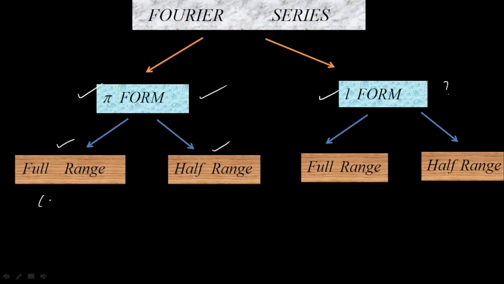Either it is of full range or half range. If it is of full range, it means the function is defined in the interval 0 to 2 pi or minus pi to pi. If any function is defined under 0 to 2 pi and minus pi to pi, that is under the category of full range. If any function is defined in a half range, that is 0 to pi, then we have two categories: either we can form a sine series or a cosine series. So these are all the things we are going to discuss in this video.